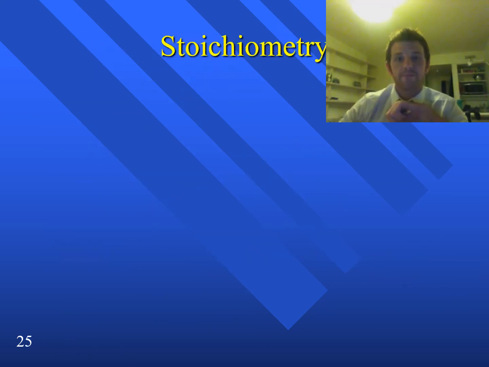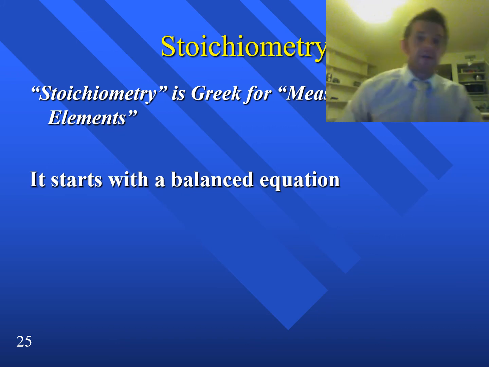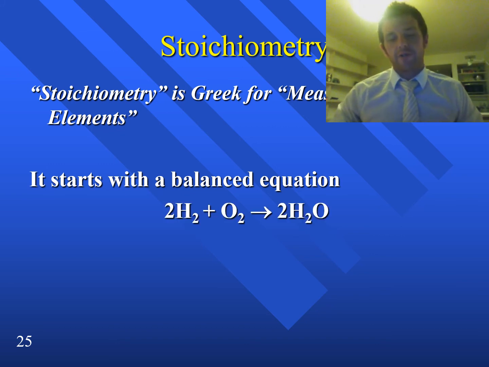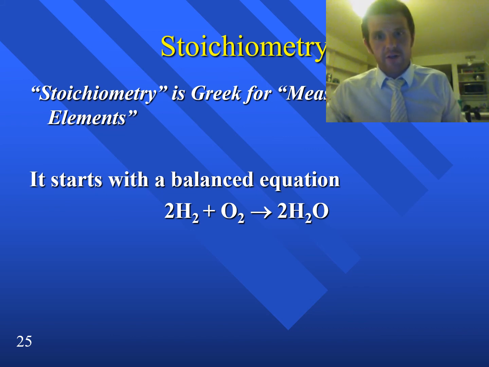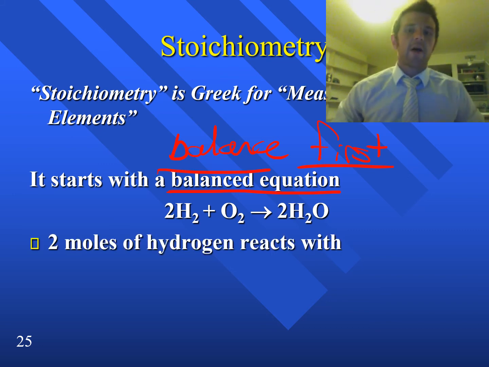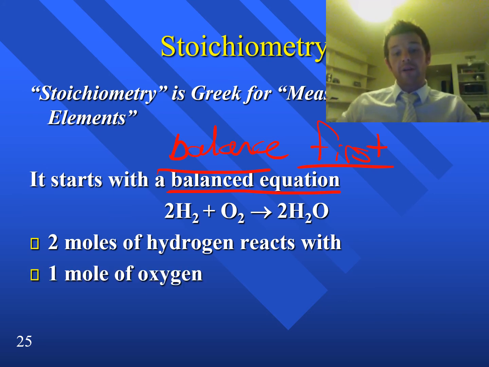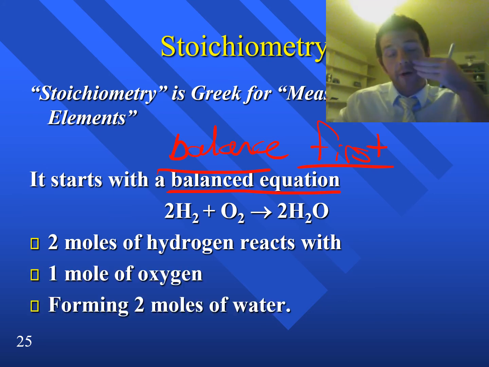We started to talk about stoichiometry. You guys have already gone through this, so I'm going to make this quick. It starts with a balanced equation, so you have to make sure the equation is balanced. So you need to balance first. Number one priority has to be balanced. And so what this is telling you is that 2 moles of hydrogen react with 1 mole of oxygen to make 2 moles of water.